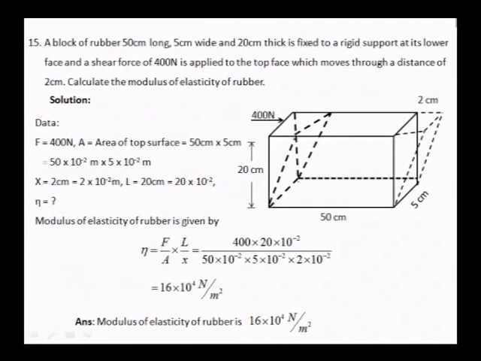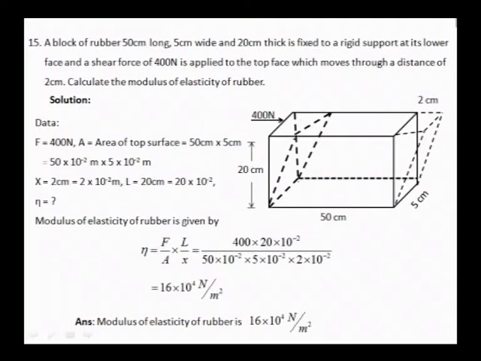So, the force acting at the top face F is equal to 400 Newton, and the cross sectional area of the top face is 50 centimeter into 5 centimeter. If we convert centimeters to meters, we multiply each quantity by 10 to the power of minus 2, that is 50 into 10 to the power of minus 2 meters into 5 into 10 to the power of minus 2 meters. When the force is acting at the top face, the bottom is fixed, whereas the top face gets shifted by a length of 2 centimeter, that is x is equal to 2 into 10 to the power of minus 2 meter.